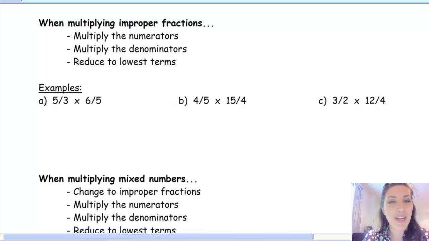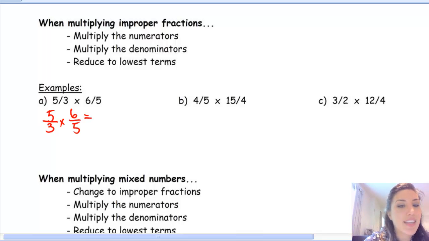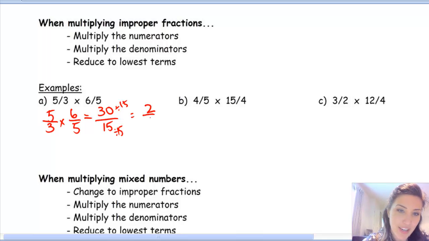When multiplying improper fractions, it's pretty much the same as proper fractions. You multiply the numerators, multiply the denominators, and then reduce if you can. So 5 over 3 times 6 over 5. 5 times 6 is 30. 3 times 5 is 15. Both of these can be divided by 15. So our answer is 2 over 1, or 2.